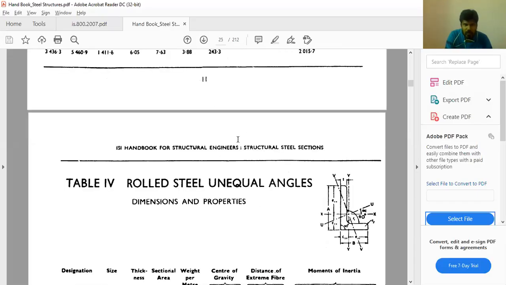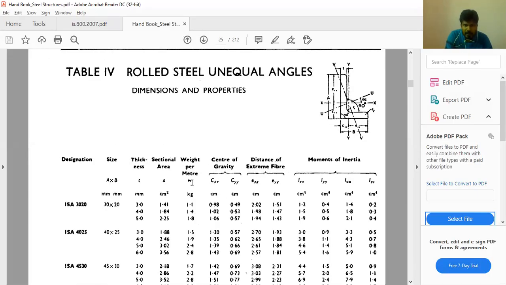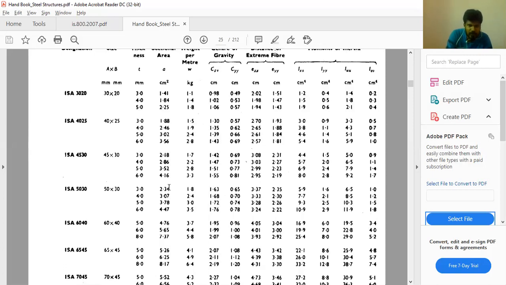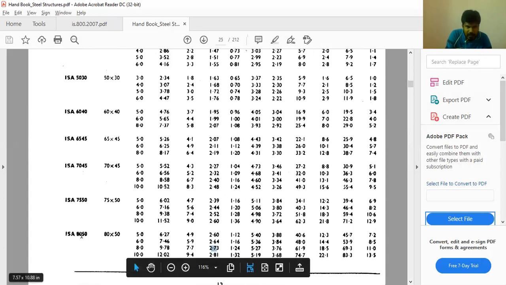So here is the handbook. Okay, so this is an unequal angle, in the sense where web and flange have different lengths. This one is the web portion, that is 80 mm. This one is 50 mm. Like that, so ISA 80 by 50 by 8 mm thickness.